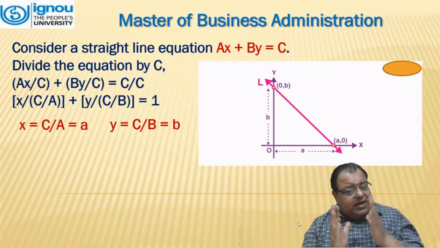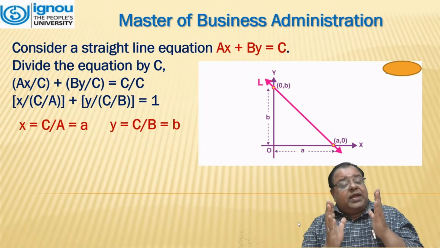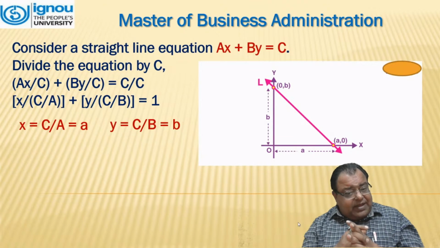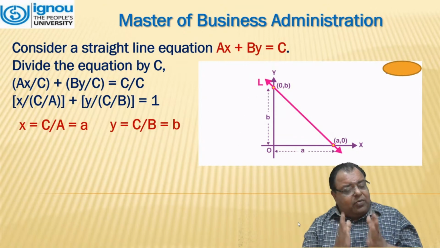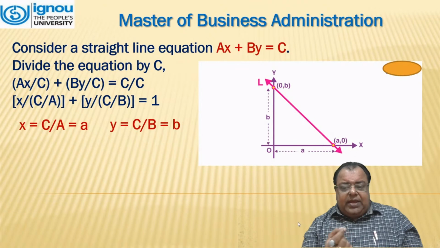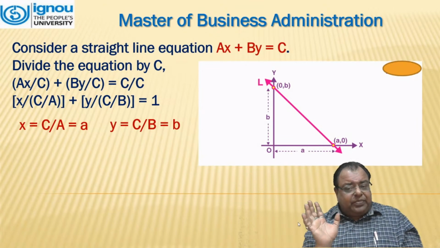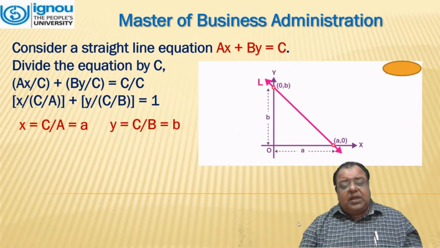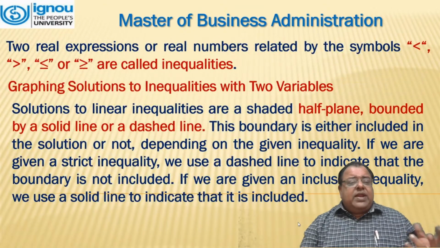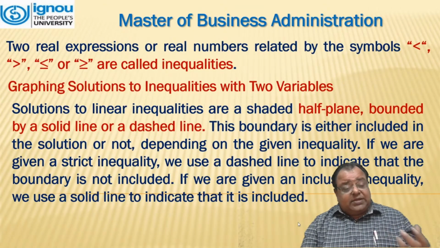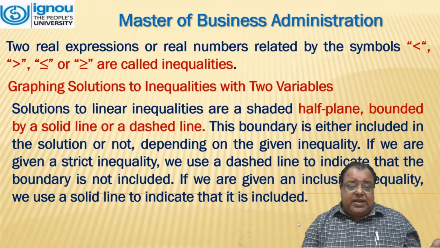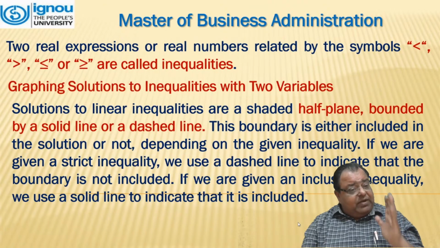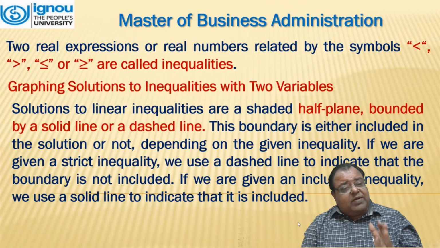This conversion of a linear equation into intercept form reduces the time for solving the equation, and it facilitates a learner to draw the diagram quickly. You can see that A is marked over there, A comma 0, and B is on the y-axis, that is 0 comma B. We have to use the intercept form. That is the easiest method to solve the problems graphically. Two real expressions related by the symbols less than, greater than, less than or equal to, or greater than or equal to are called inequalities, and we will be using less than or equal to, or greater than or equal to, in our problems.